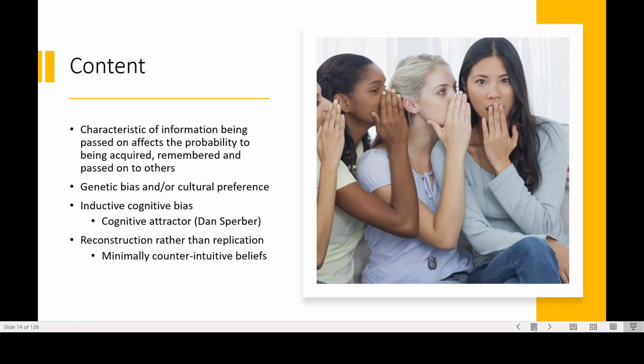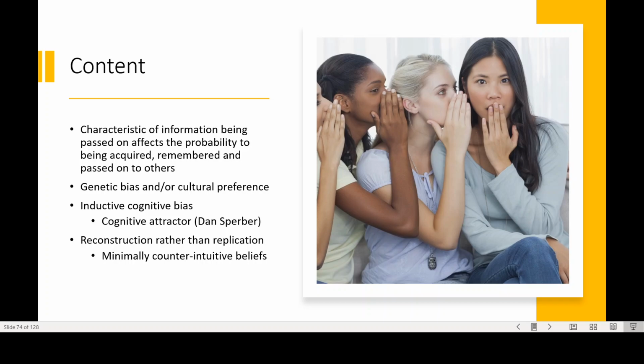The first one is so-called content biases. This is related to the information that is being passed on, and whether the information actually has a higher or lower probability of being paid attention to, remembered, and then passed on to others. This can relate to genetic biases, so inherent limitations of our biological system, or it can be cultural preferences. Genetic biases could be, for example, how much information we can store in our brain.